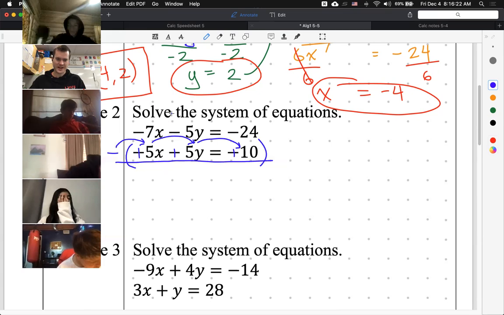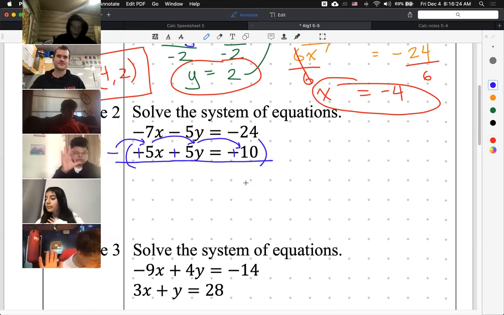I need one volunteer to add all 3 of these terms together. Zeke, go for it.